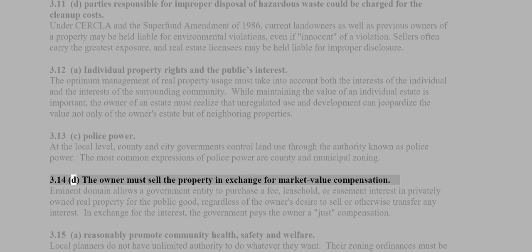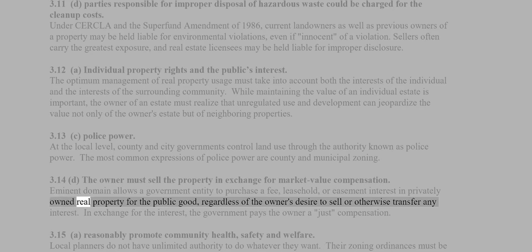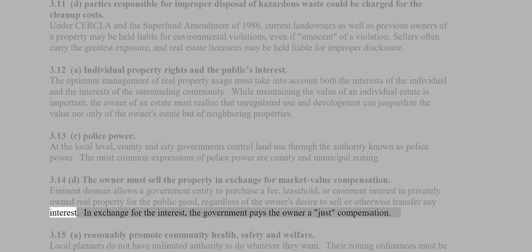3.14 D. The owner must sell the property in exchange for market value compensation. Eminent domain allows a government entity to purchase a fee, leasehold, or easement interest in privately owned real property for the public good, regardless of the owner's desire to sell or otherwise transfer any interest. In exchange for the interest, the government pays the owner a just compensation.